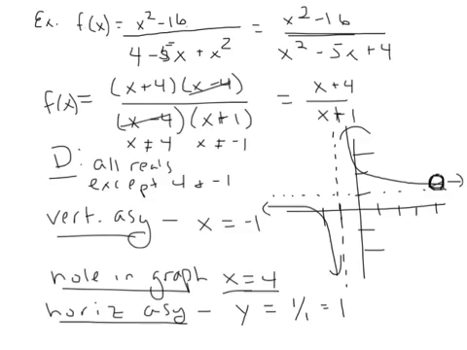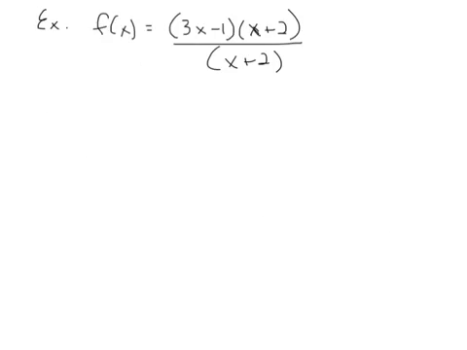The information I'm going to be asking for, obviously, is the domain, the vertical asymptote, the hole in the graph, and the horizontal asymptotes. You need to write that information and then come up with a general sketch of your graph just using your graphing calculator and verify that your work over here is actually correct.